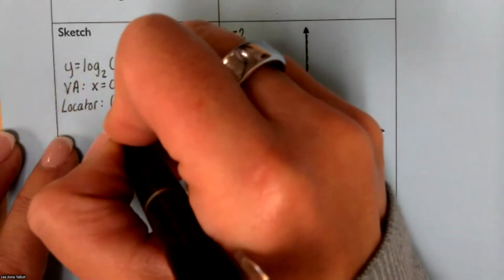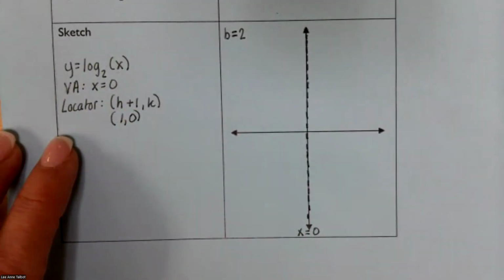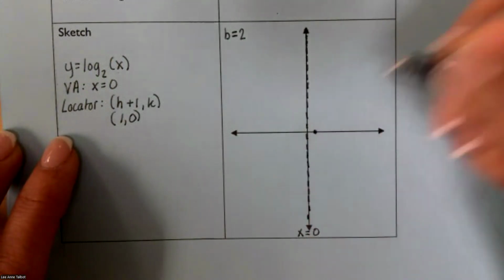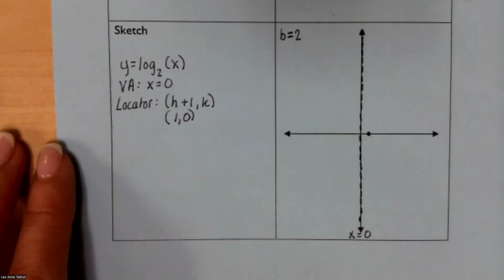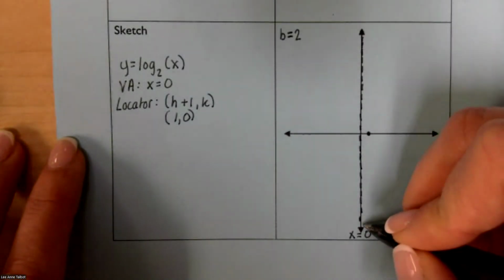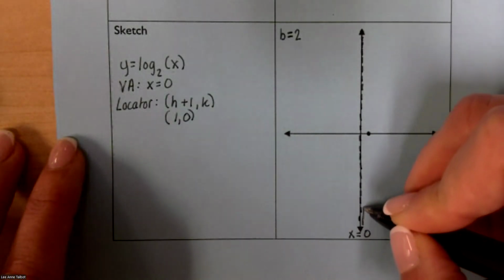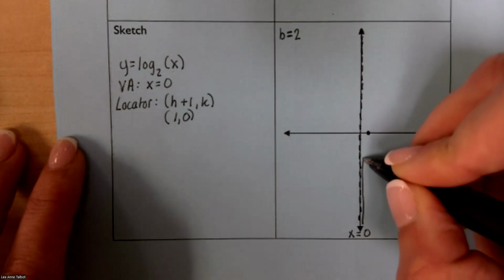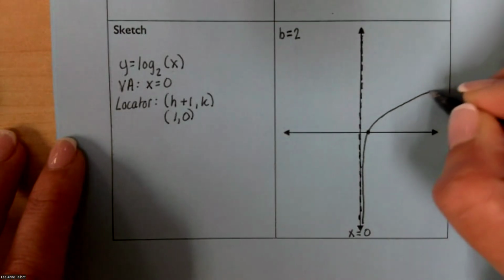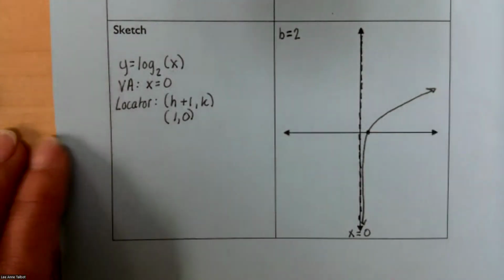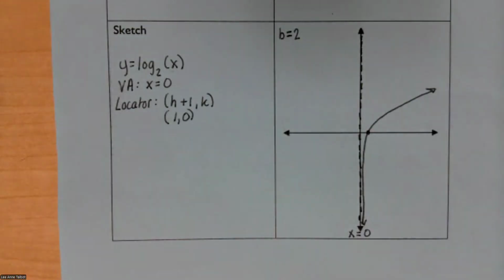Okay. 1 comma 0. Okay, and then what you're going to do is you're going to come along the asymptote through that and then wing the curve. What I mean by wing the curve is just sketch it.